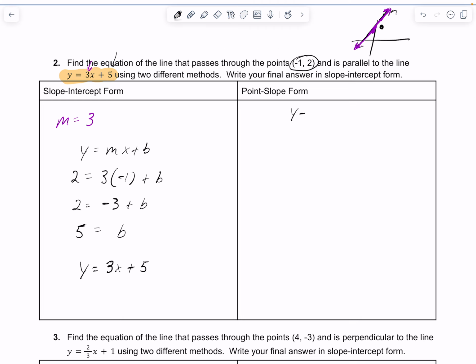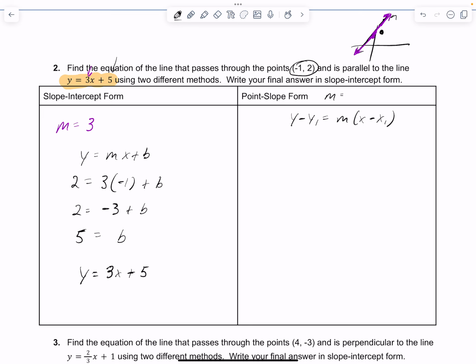Now, this will most likely not happen when you do these problems. So y minus y sub 1 equals m times x minus x sub 1. Remember, we need the slope, which we know is parallel, so the same slope. And we need a point, -1, 2. So plugging in, you get y minus 2 equals 3 times x plus 1. We'll talk a lot about this in class, but remember to think opposite when you plug in the x and y values into x sub 1 and y sub 1. Distribute that 3, and you get 3x plus 3. Move that 2 over with addition, and you get 3x plus 5.